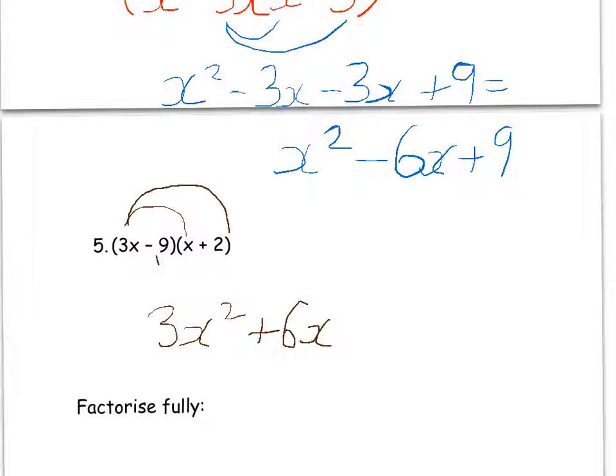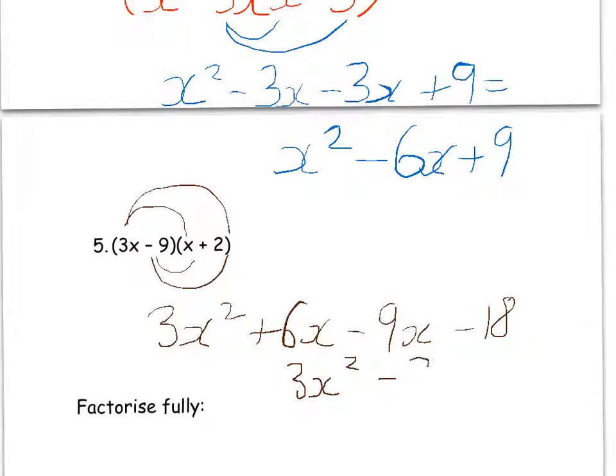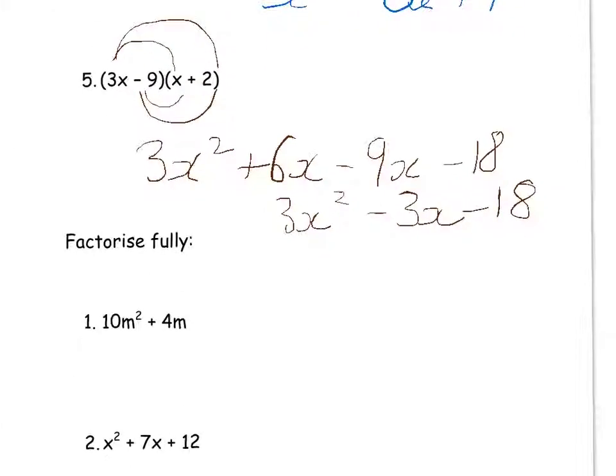Next one, minus 9 times x is minus 9x. And finally, minus 9 times 2, minus 18. Collect together the x's, because we've got 6x and we've got minus 9x, so that makes minus 3x. So 3x squared minus 3x minus 18. Right, we've done expanding. Now let's look at factorising.